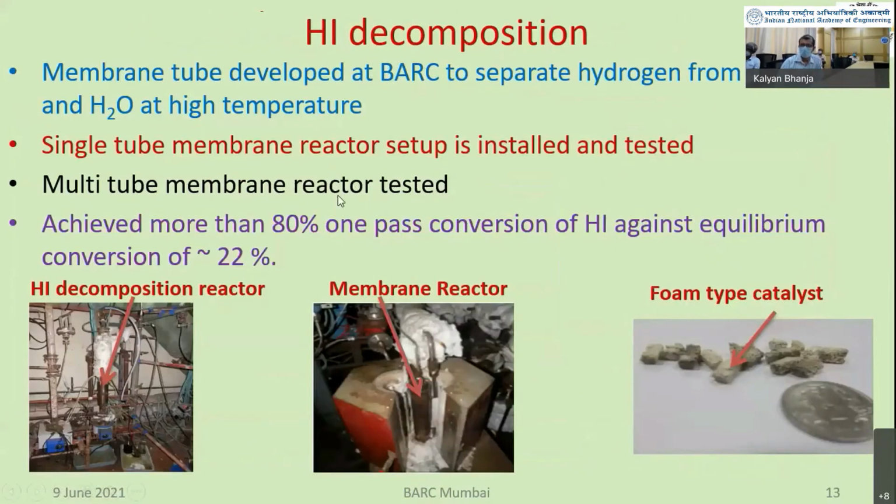Similarly, HI decomposition is an equilibrium controlled reaction. So 22% is the equilibrium composition at 450 degrees centigrade. So if we are able to remove one of the products, either hydrogen or iodine, then we can increase the one-pass conversion. So within BRC, metallic membrane tubes have been developed and tested for their hydrogen permeability. And then a system was made of a single tube reactor, and also a 4 tube membrane reactor was made and tested. And we achieved one pass conversion as high as 80%. That means instead of 22%, we can get 80% conversion in a single pass. So that reduces a lot of heat load, and then energy efficiency is improved. We can reach the thermodynamic efficiency.